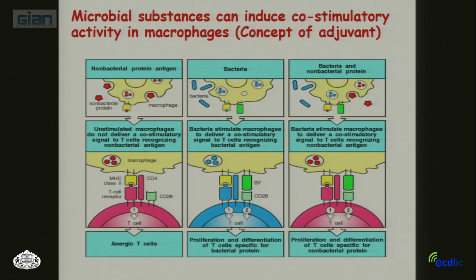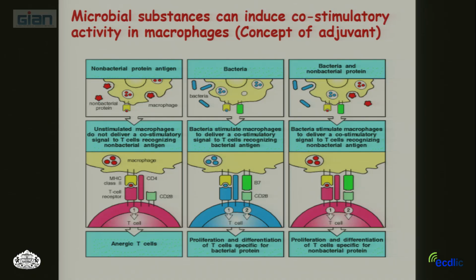And this is where you might be able to get some of the answers to the questions which I was asking you guys. Microbial substances can induce co-stimulatory activity in macrophages, and that's exactly what the concept of adjuvant is all about. Macrophages don't constitutively express co-stimulatory molecules, and they express very low levels of MHC class 2. So once they take up bacterial antigen, they upregulate these MHC molecules and co-stimulatory molecules, and then they become fully active.